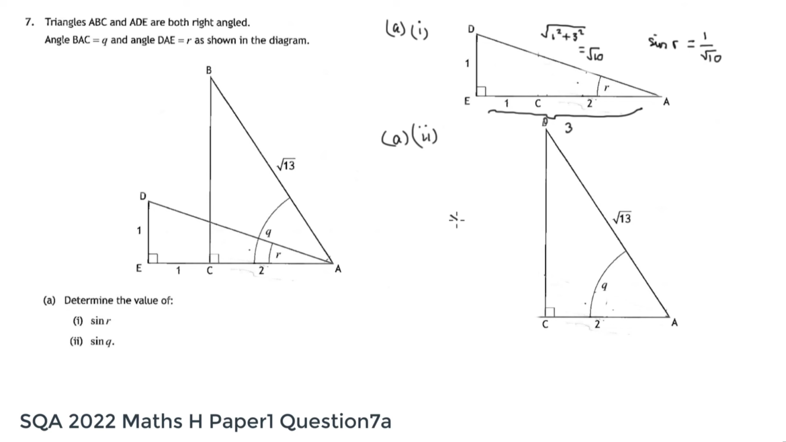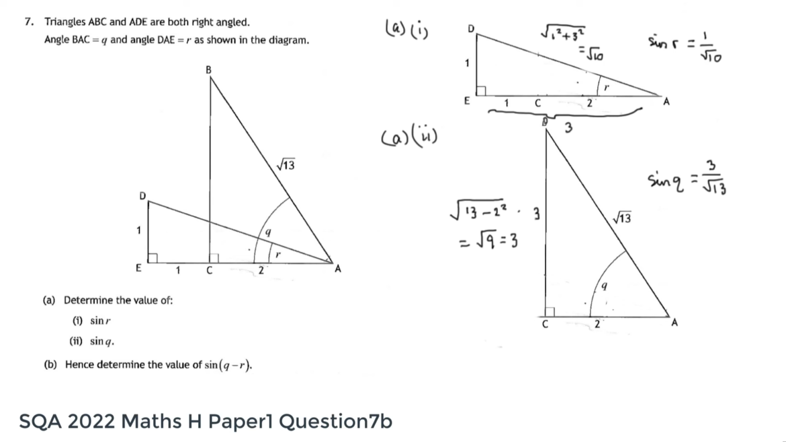So it'll be a difference, square root of the hypotenuse squared, that's root 13 squared, which will be 13, minus 2 squared. So that's 13 minus 4, that's the square root of 9, which comes to 3. So this side is 3, and that immediately allows us to give the value of sine Q as opposite over hypotenuse, 3 over root 13. So that's part A. So let's move on now to part B.